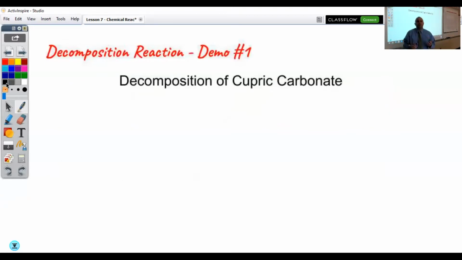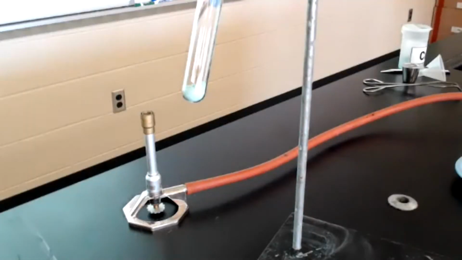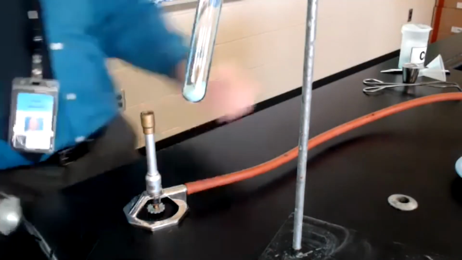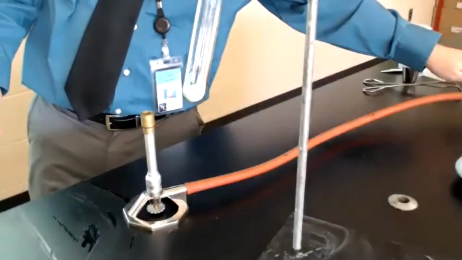Okay, so I'm going to show you a bunch of different decomposition demonstrations, the first of which is going to be the decomposition of cupric carbonate. Here you go. So again, we're going to begin by lighting our burner.